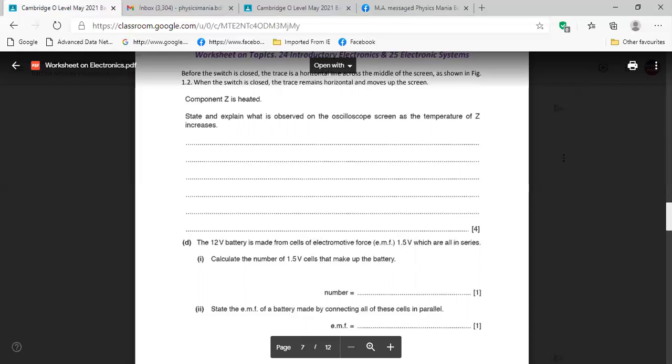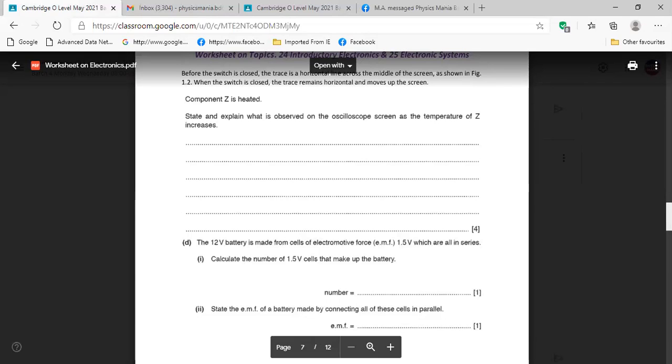Yes, sir. Yeah, done. So what you wrote? As the temperature increases, resistance decreases. Therefore, combined resistance in parallel combination decreases. As a result, voltage sharing is more across 1.0 voltmeter. Hence, the horizontal trace moves more up.